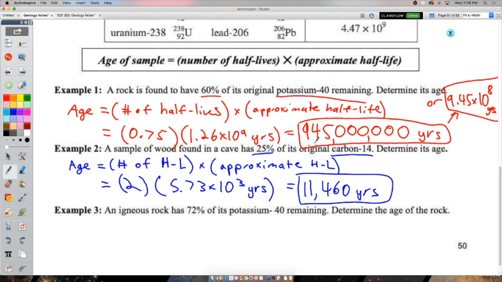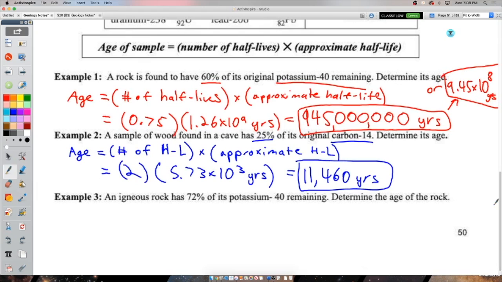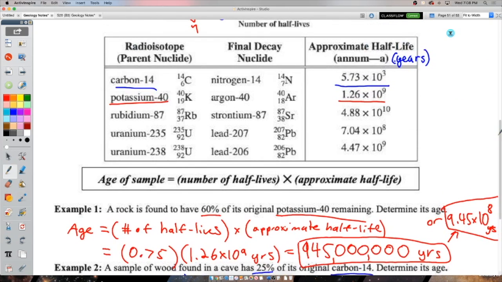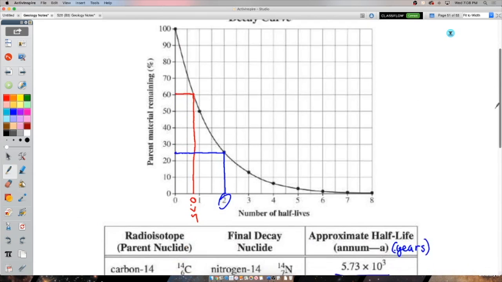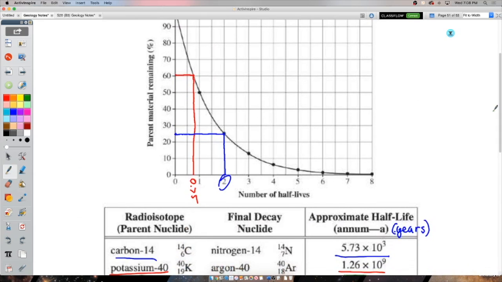All right, let's look at this one. Igneous rock has 72% of its potassium 40. So what do you think we're looking at? You guessed it, we're going to be using potassium 40 here as our parent. We already used it, so we're using it again. Potassium 40, that half-life. And it said it has 72%, so we'll go to 70. There's a little bit of estimation, obviously. But 72 would be below halfway, probably right about there. So draw a line over till you hit the curve, and then go straight down. And that looks to me to be pretty bang on 0.5 half-life.